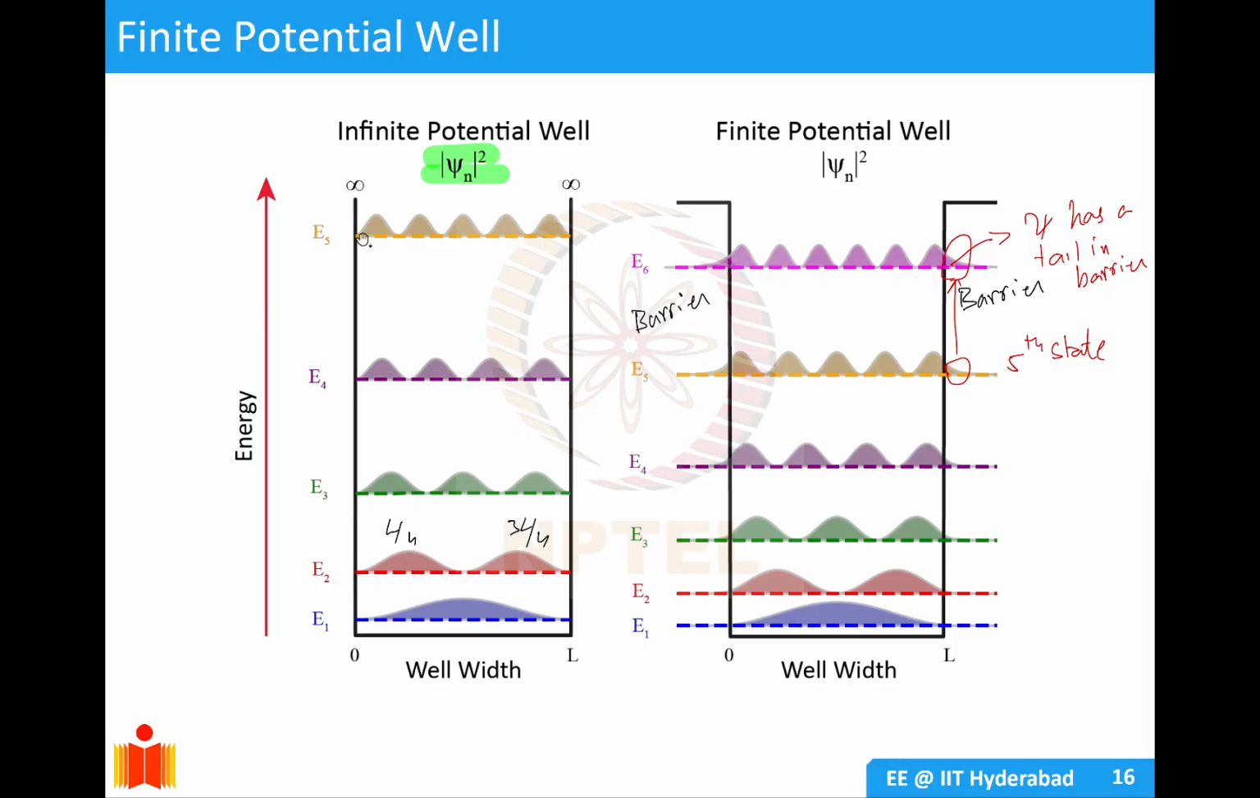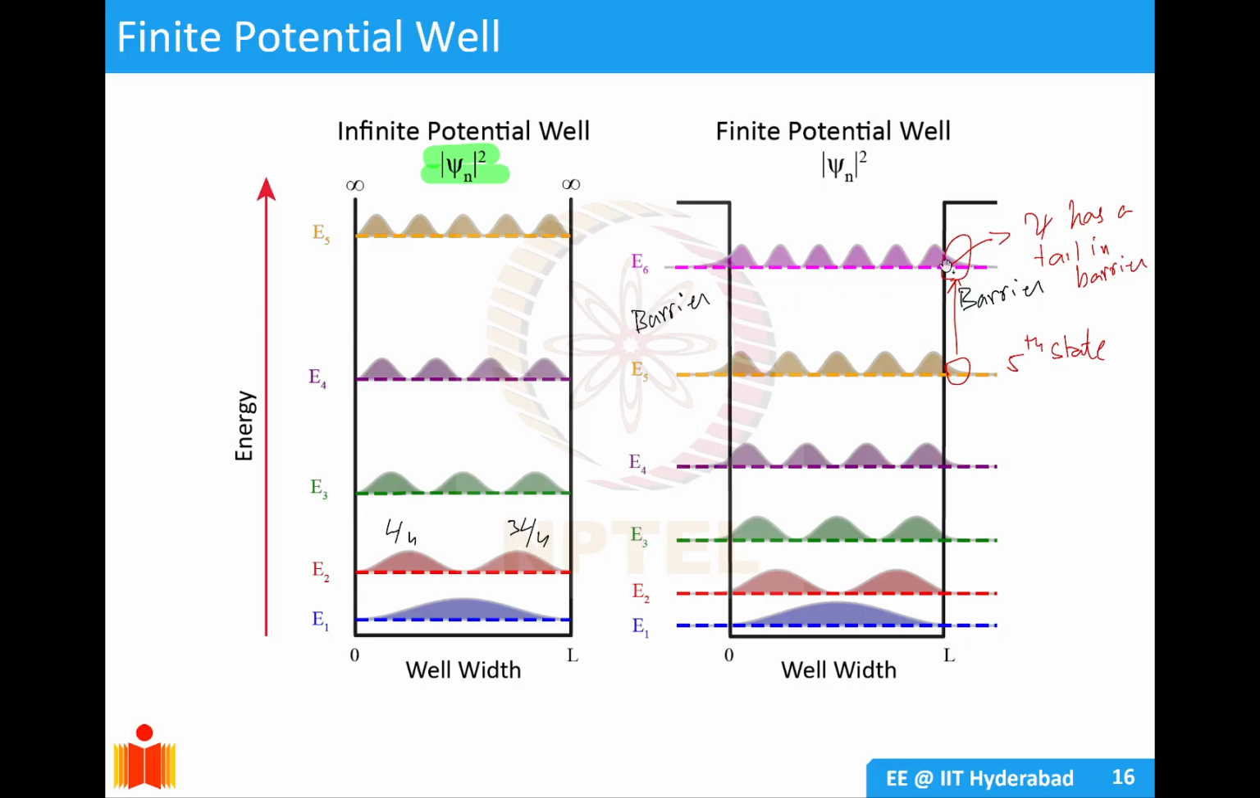So you can see then the difference between infinite potential well and finite potential well. In an infinite potential well, we assume that the potential in the barrier region is infinite. For a finite potential well, the barrier is not infinite. There is some finite potential in the barrier region, so there will be some tunneling in this region.